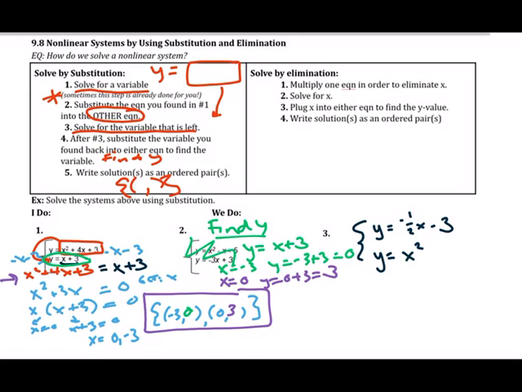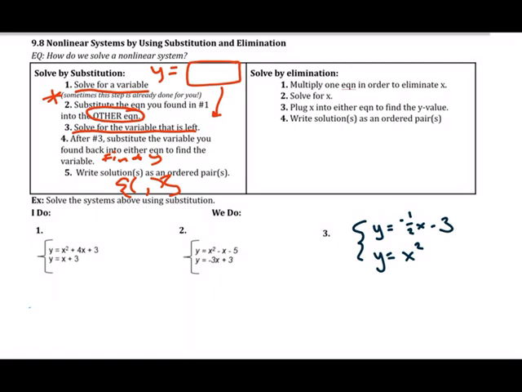Let's look at number 2. Okay, again, I have y equals, and what is y equal to? x squared minus x minus 5. I can substitute that in for y into this other equation. I'm going to come over here. x squared minus x minus 5 equals negative 3x plus 3. I'm going to move everything to the same side. So I'm going to add 3x to both sides, and I'm going to subtract 3 on both sides.